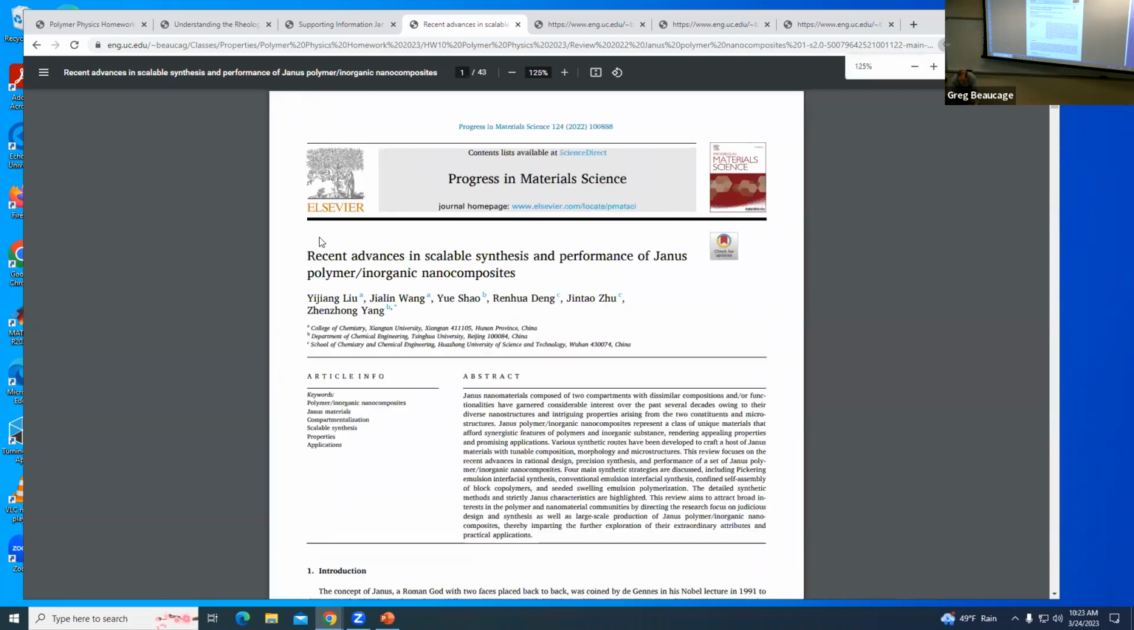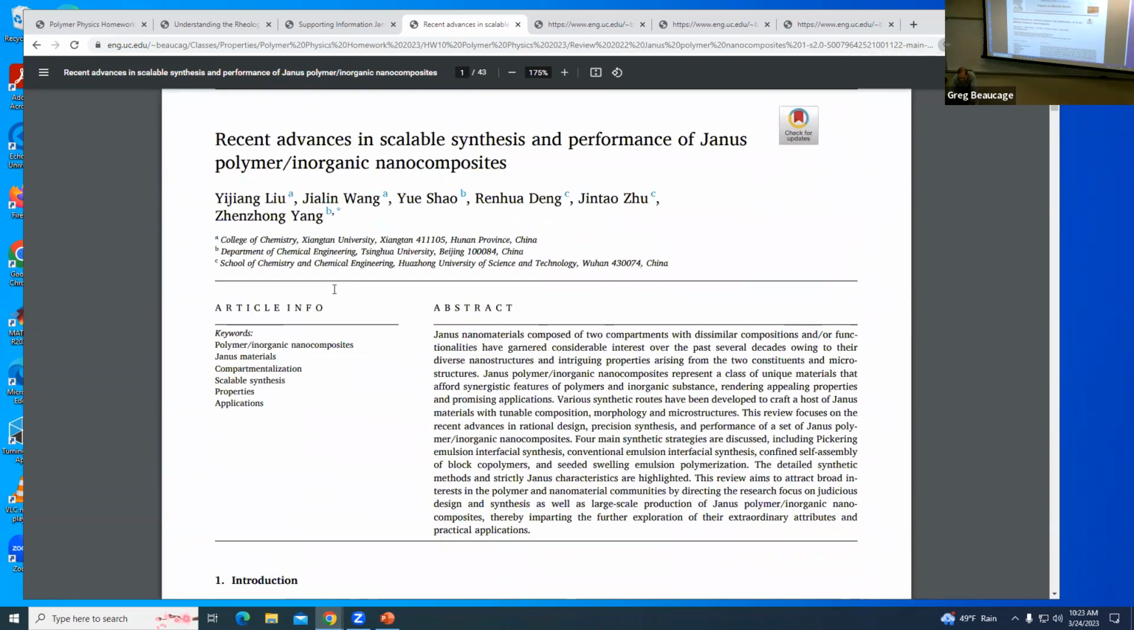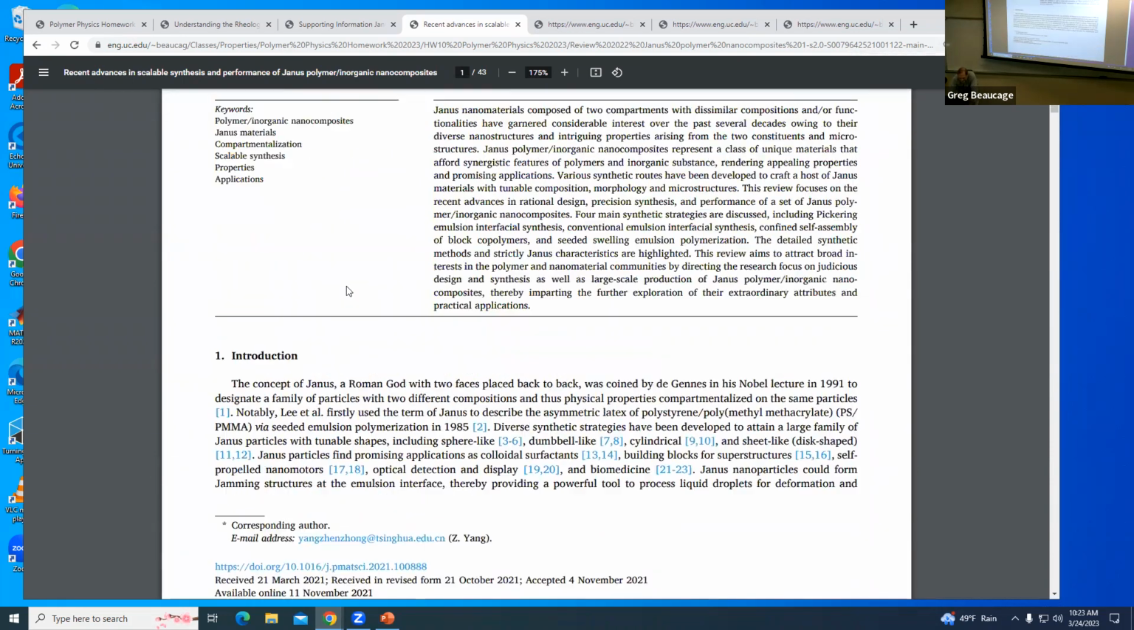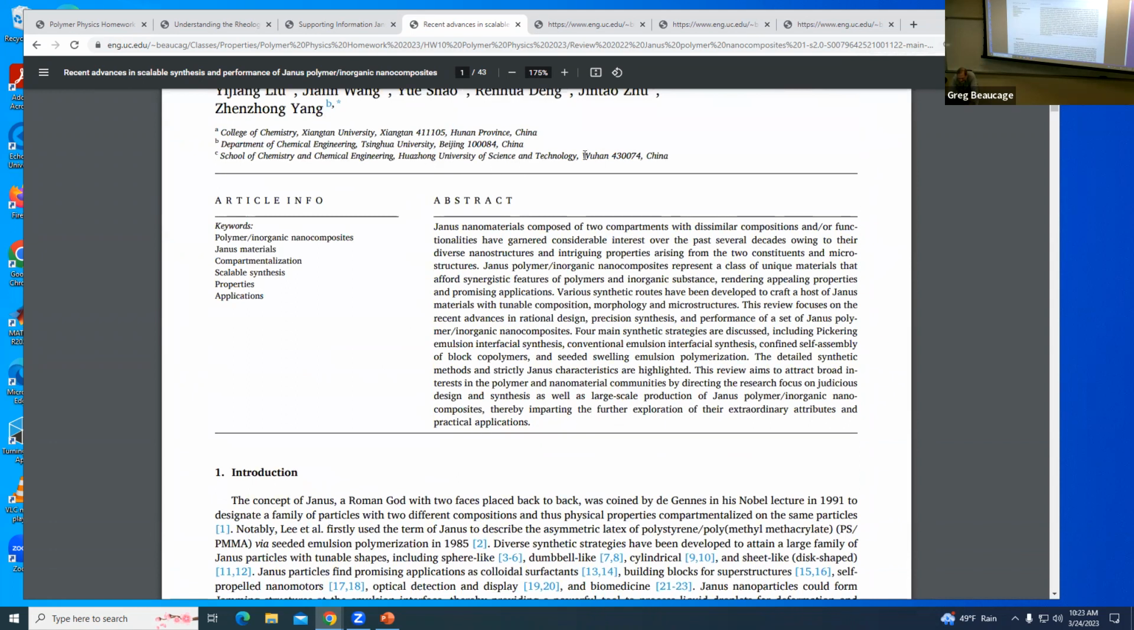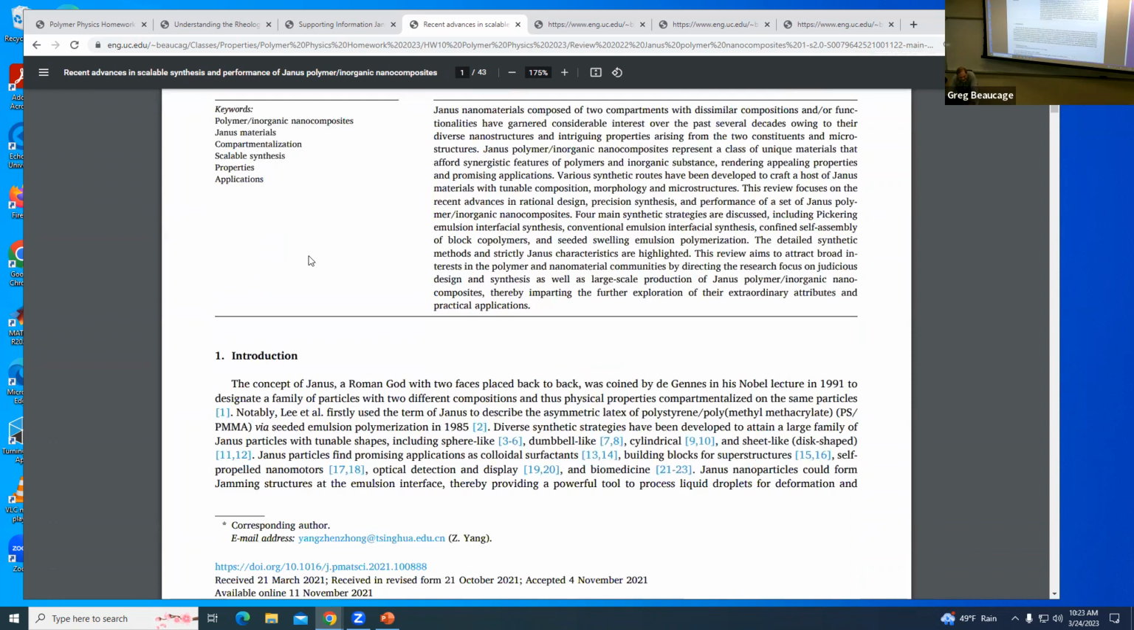You don't need to read this, but you could look at the pictures if you want. From Hunan, China, or Wuhan, China, Hunan province. Coronavirus. Yeah.